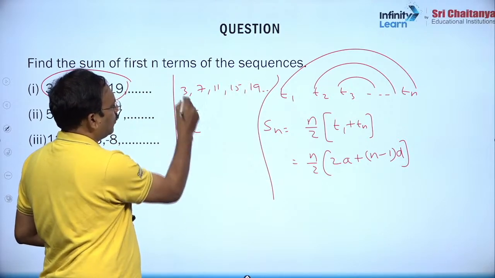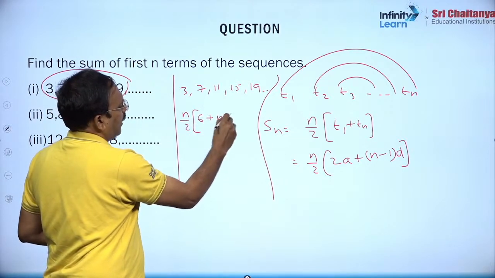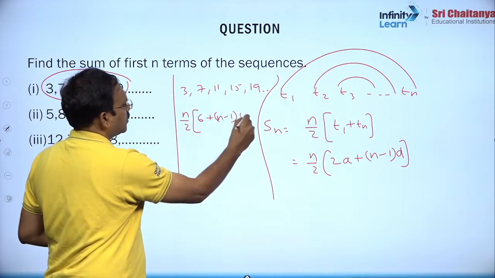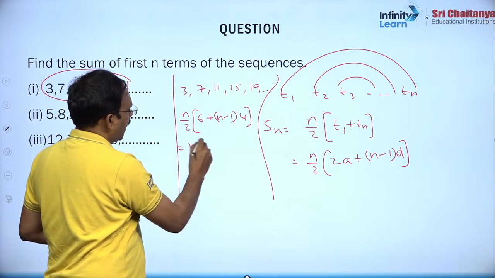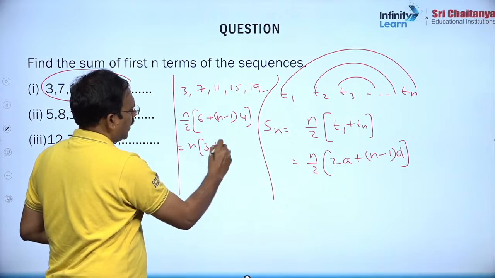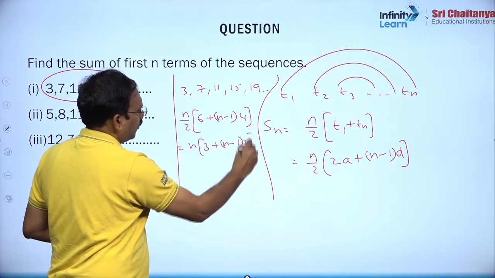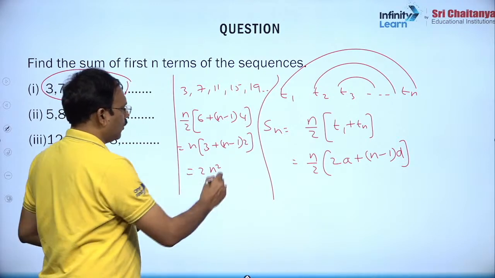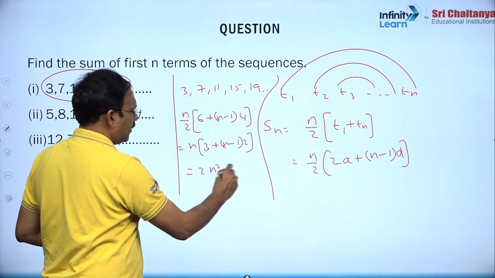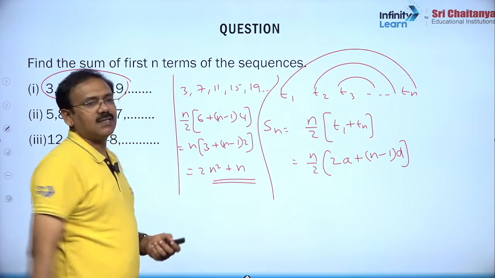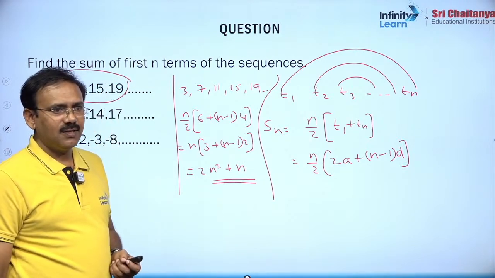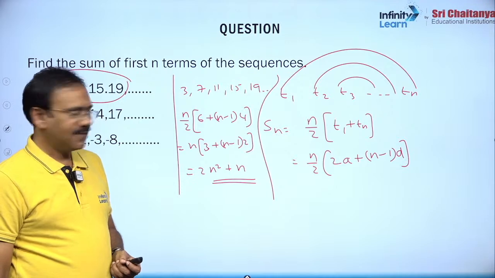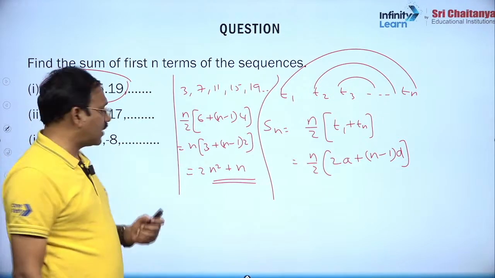N by 2 into 2A plus n minus 1 into D is going to be 4, which is n into 3 plus n minus 1 into 2. Finally, you will get 2n square. So here 3 minus 2 is 1 plus n. This is the sum of n terms, my dear friends.